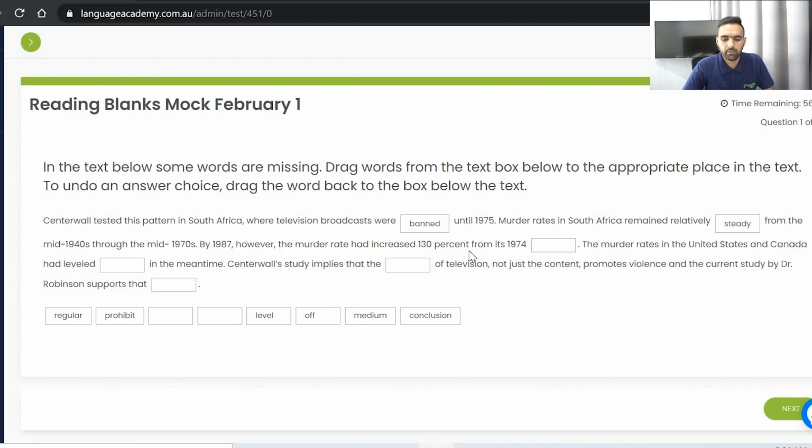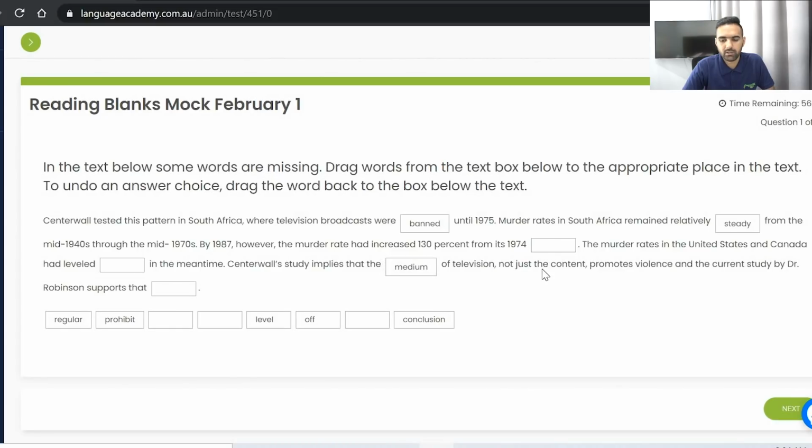So medium of television, not just the content, promotes violence. In the current study by Dr. Robinson supports that. Okay, what will a study support? Study won't support regular, won't support prohibit, won't support level, won't support off. By default, conclusion. Now we are still left with two of the blanks, right?